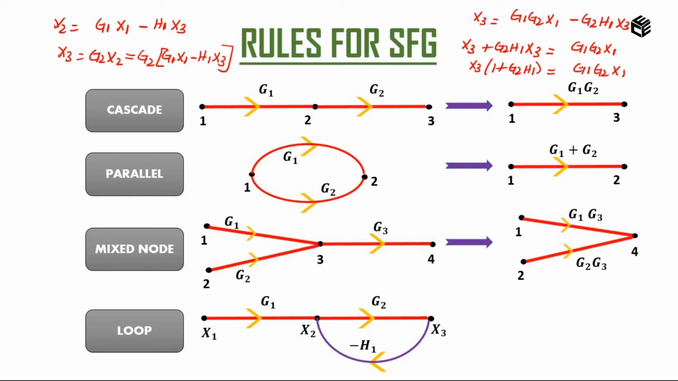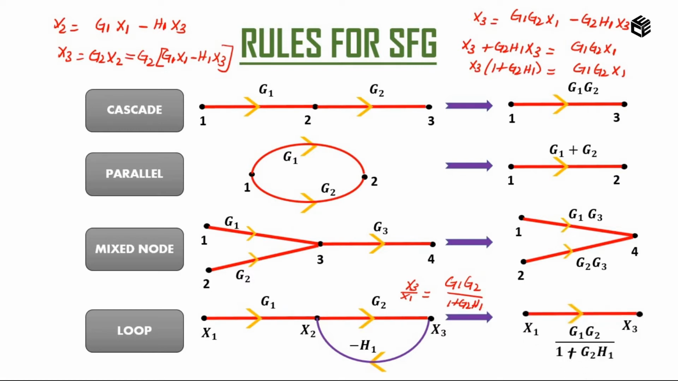What is my aim? My aim is to find the gain. What is gain? Output by input. So what is the output here? x3 is the output. What is the input? x1 is the input. So I am going to find x3 by x1. From this expression, x3 by x1 is equal to g1 g2 divided by 1 plus g2 h1. Correct? I can replace the complete SFG with a single branch like this. So that's all about the rules for SFG.